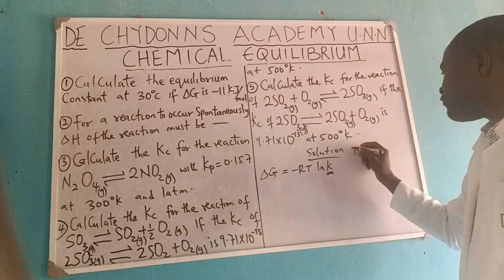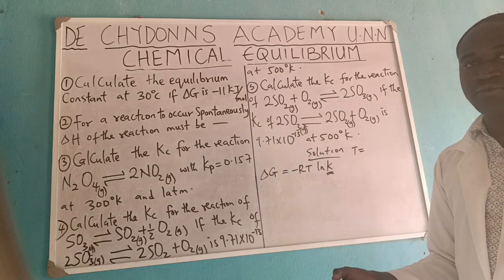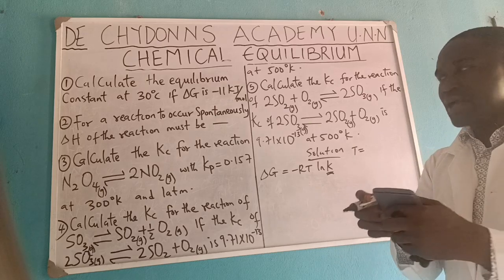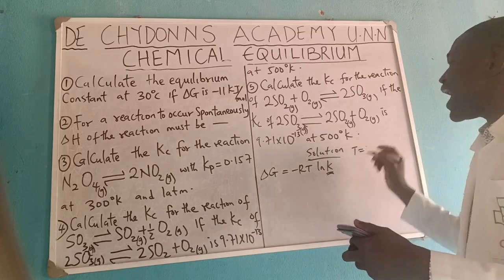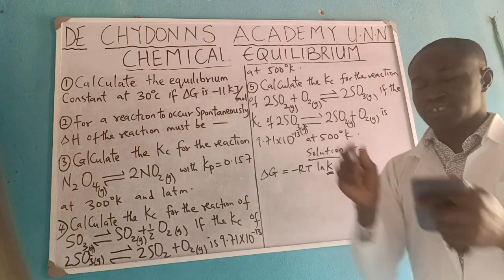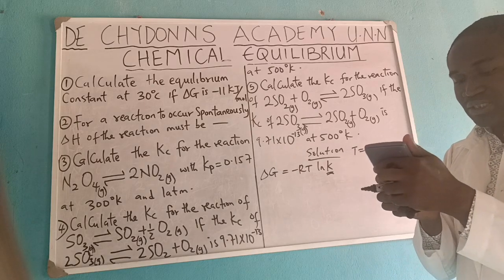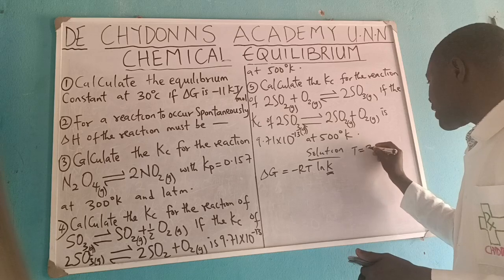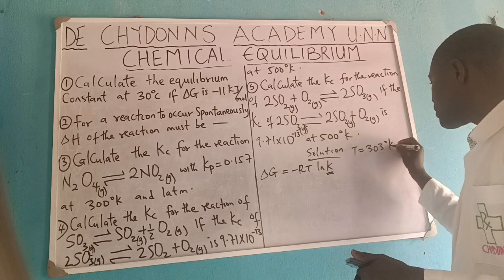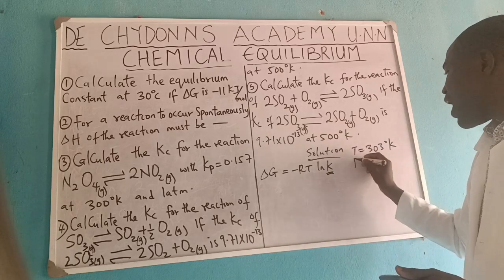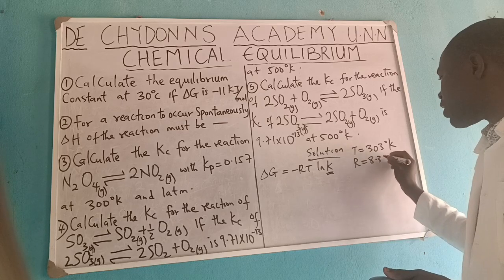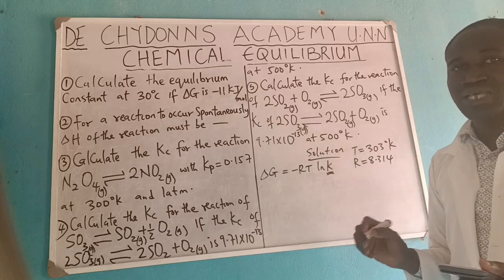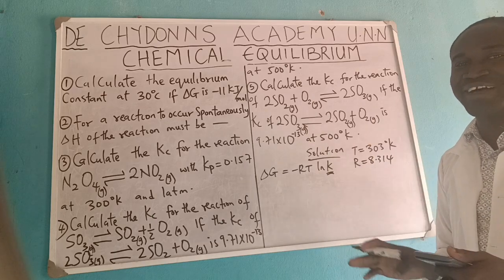First of all, convert your temperature to Kelvin, because the SI unit of temperature is degree Kelvin. How do you do it? Add 273 to 30. 273 plus 30 will give us 303. Then our R is constant, 8.314, right? Please, this R is constant. I'm not the one that discovered it.